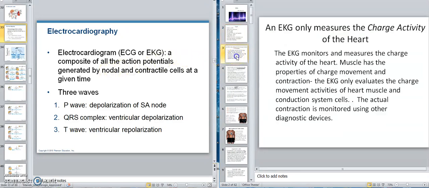All right. An EKG only looks at the charge activity of the heart. Now, the heart has charge activity, which is excitation, and it has motion. It has charge and it has motion. But this only looks at the charge. If I want to look at motion of the heart without invading in, that would be to use an echocardiogram. So the EKG is looking at a summation of the various action potentials occurring in the heart, both in the muscle and the conduction system.